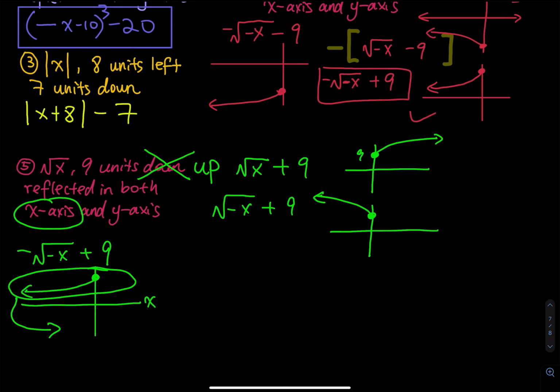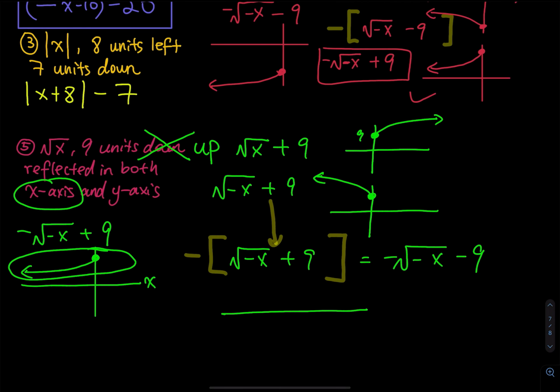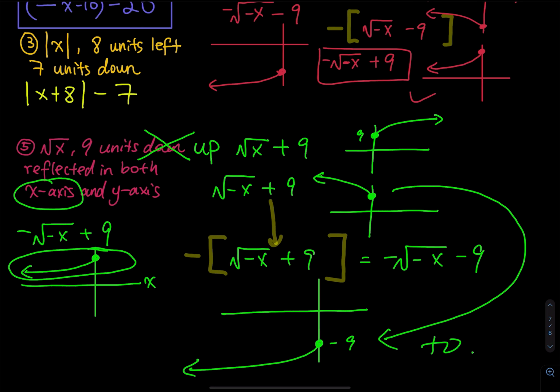How do you do that? You have to negate the entire function, not just this piece. So you have negative square root of negative x plus 9, which distributes to negative square root of negative x minus 9. When you do so, this is the way to kick it over to below the x-axis. This is x equals negative 9, and that is what it looks like from this graph to this graph. And where is the final answer? The final answer is right over here. So this is the answer.